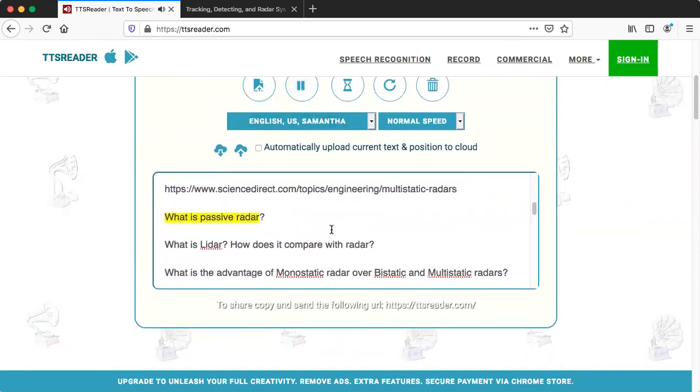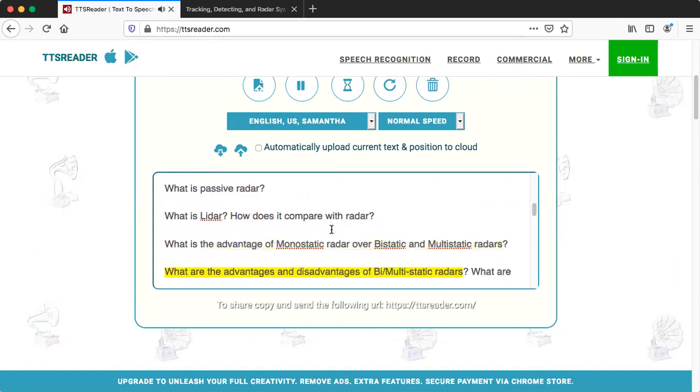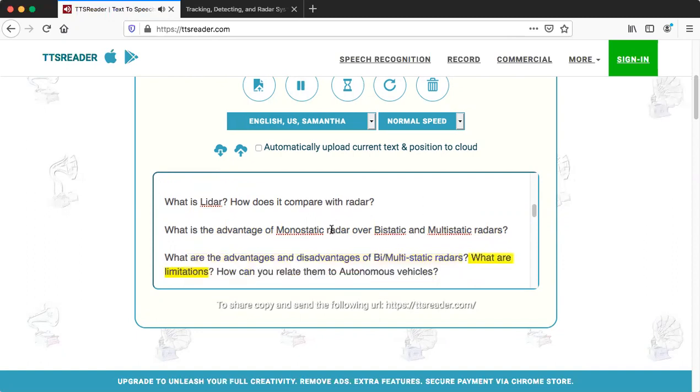What is passive radar? What is LiDAR? How does it compare with radar? What is the advantage of monostatic radar over bistatic and multistatic radars? What are the advantages and disadvantages of multistatic radars? What are limitations? How can you relate them to autonomous vehicles?